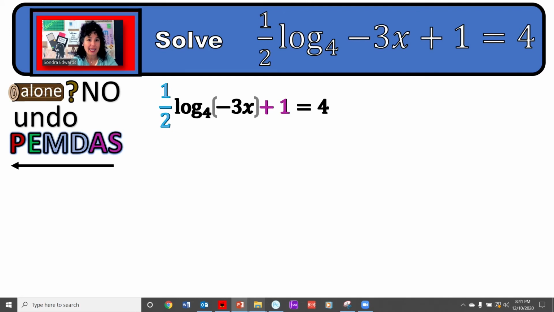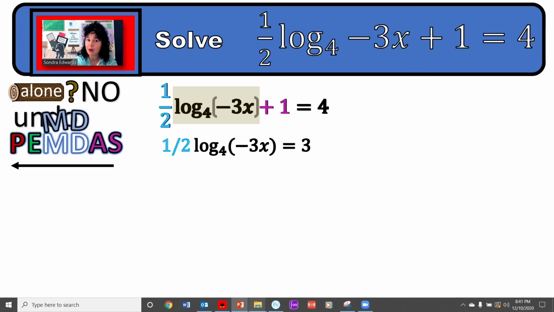Now I'm going to go for getting that logarithm by itself. So undo the order of operations. I'll subtract over 1. And then to get rid of multiplying by 1/2, I will divide by 1/2. But dividing by 1/2 means multiply by 2. So I'm going to multiply both sides by 2. I have gotten the logarithm by itself by undoing the order of operations.